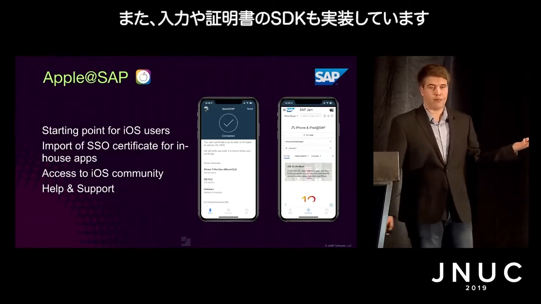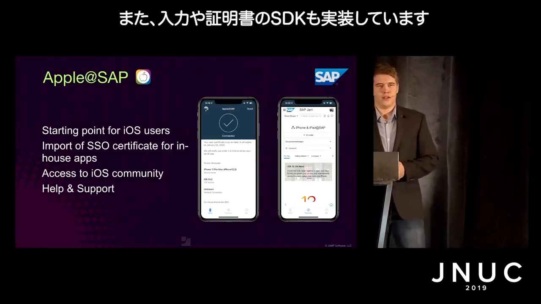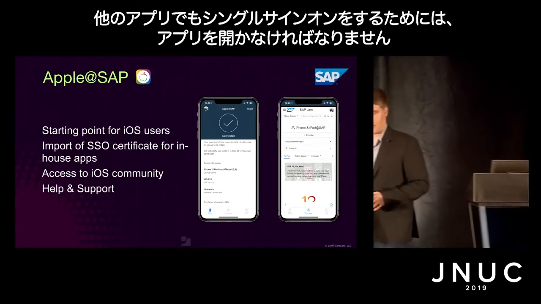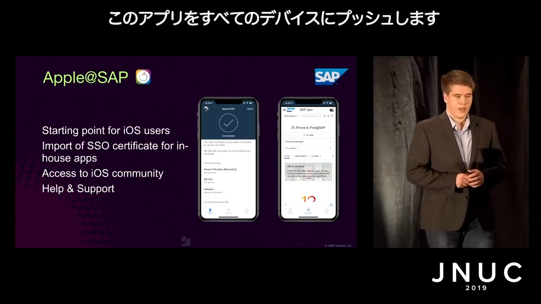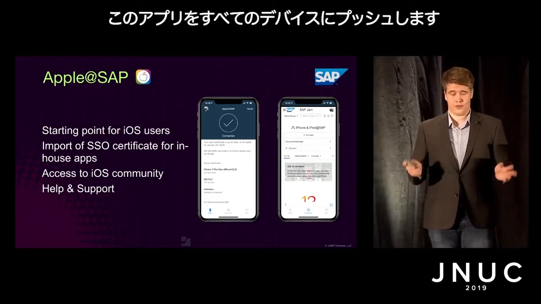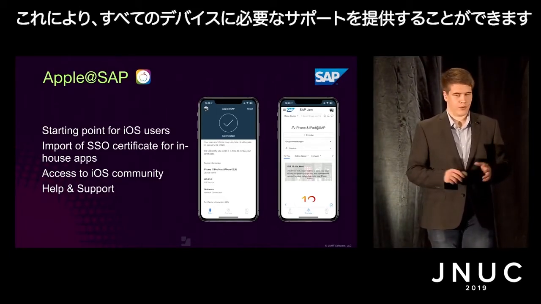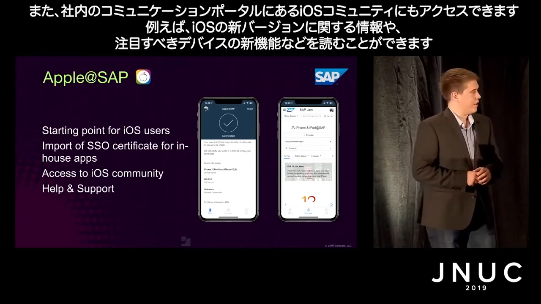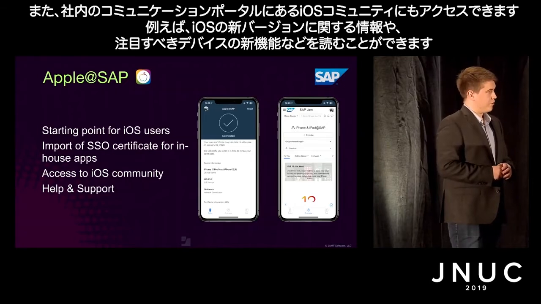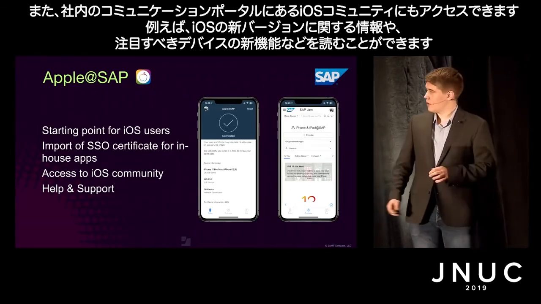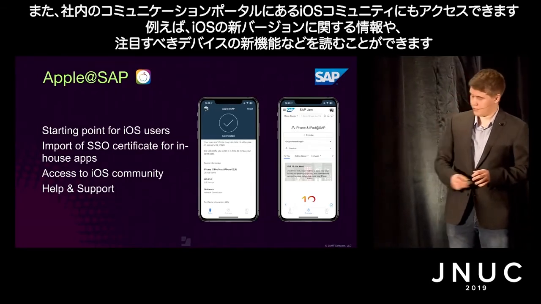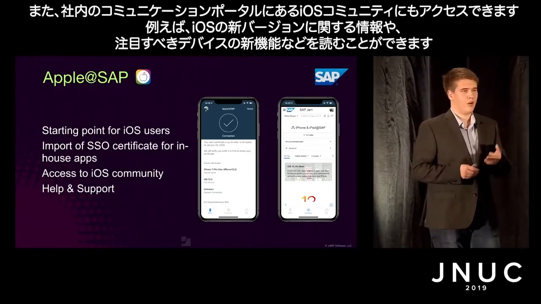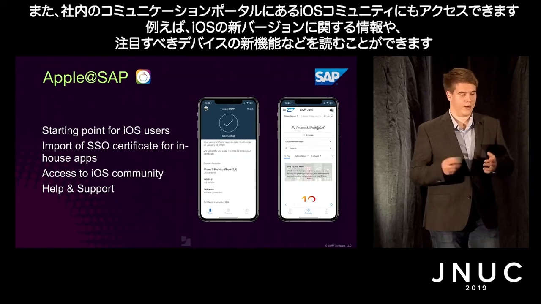Right, it implements the certificate SDK as well. So they have to open the app to get single sign-on for other apps working as well. We push this app actually to every single device, so we can make sure that every device gets the help it needs. It can also access the iOS community in our internal communication portal, so they can read information about new iOS versions, for example, or if there's a new device feature that we want to highlight.